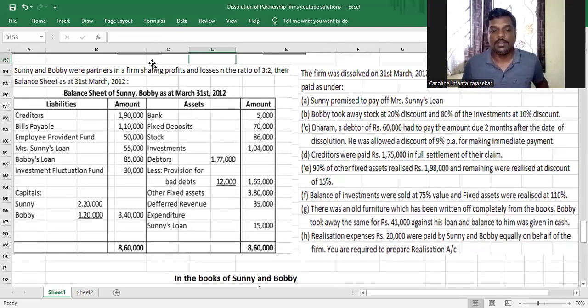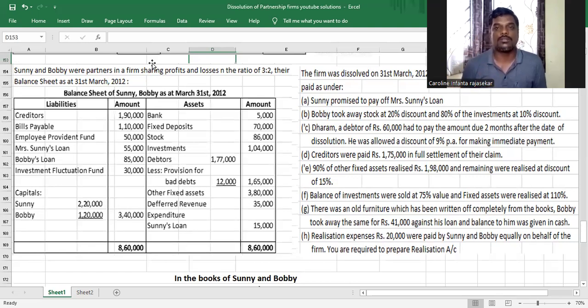Bobby took away stock at 20% discount and 80% of the investment at 10% discount. People all get confused. 80%, 20%, so many percentages in one sentence. Don't get confused, my dear children. It's very, very simple. Break it down into simple, small phrases.